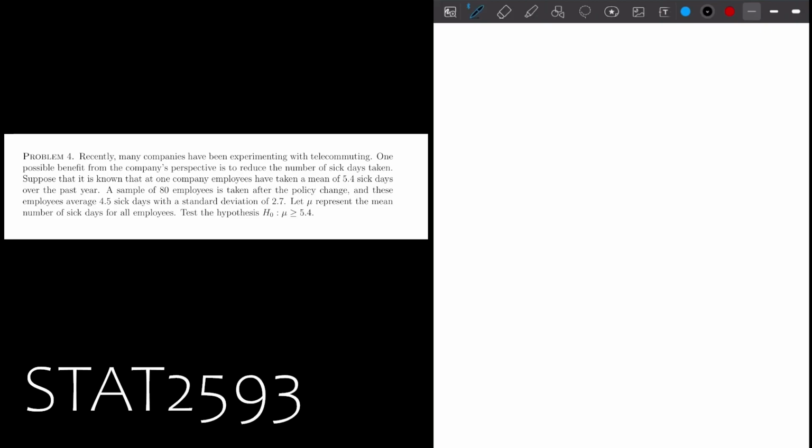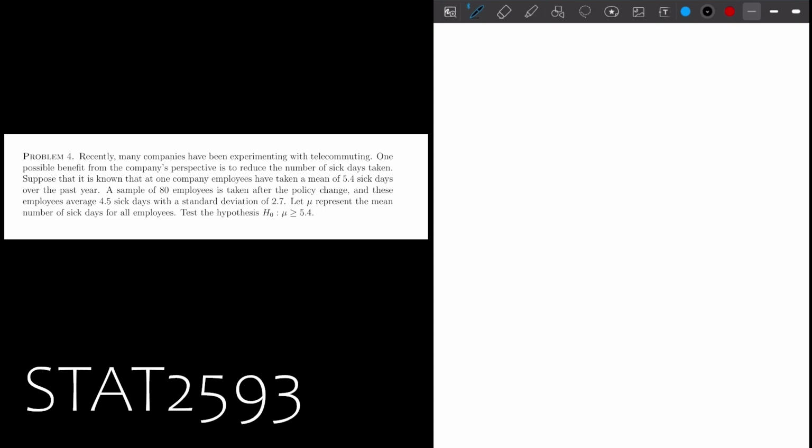So, in this question, we're thinking about the number of sick days that a company's employees are actually taking. And what we are supposing is that in the past year, there was a mean of 5.4 sick days. And then some policy changes, and we take a sample of 80 employees, and these employees average 4.5 sick days. And there's a sample standard deviation of 2.7.